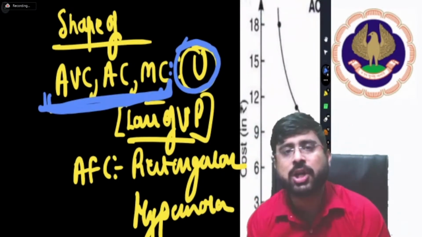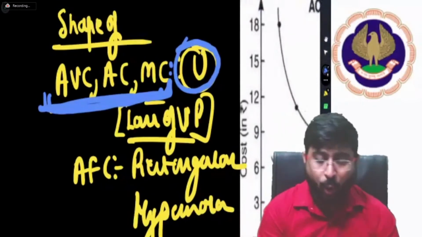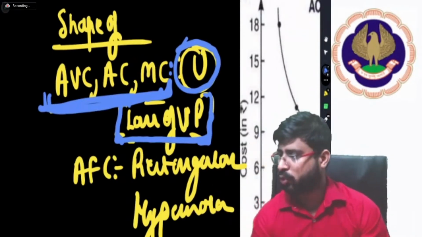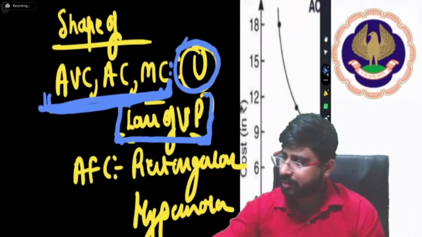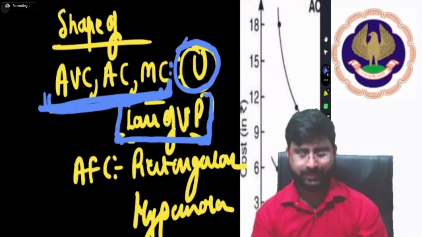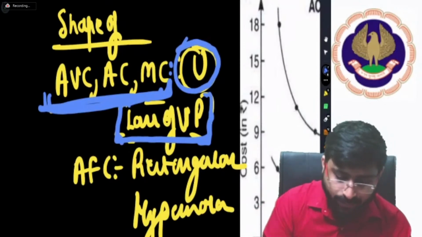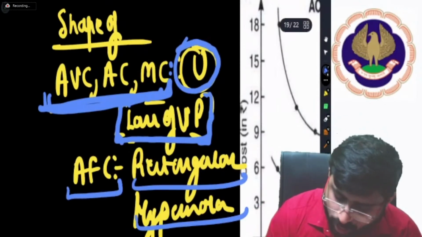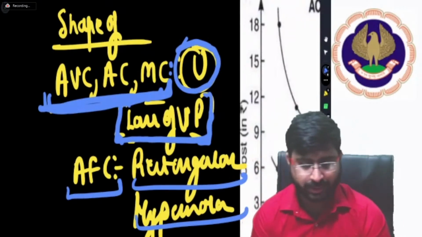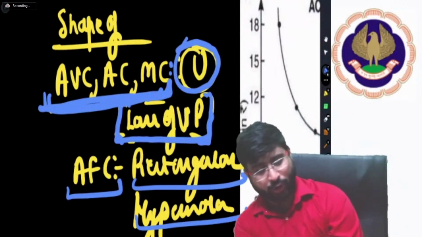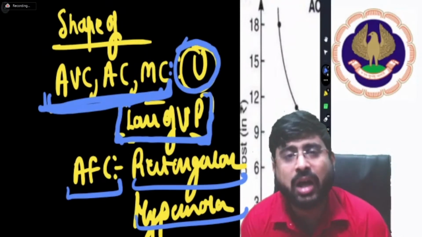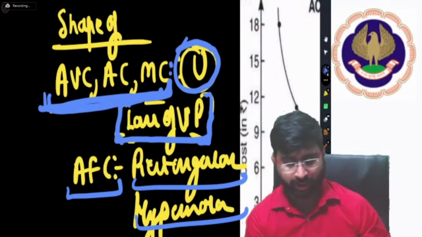What shape? U-shaped. Why? Because of law of variable proportion. And what is the shape of AFC? AFC shape is rectangular hyperbola. So AVC, AC and MC are all U-shaped due to law of variable proportion, and AFC shape is rectangular hyperbola. Got it?